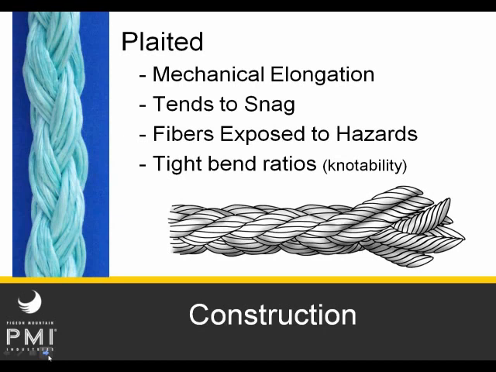Another type of rope construction that we don't see much in life safety applications is plated. Plated ropes are fairly softly braided, and because of that, they offer a certain amount of mechanical elongation as well. The soft braid additionally tends to cause the rope to snag on things that may be nearby, and also the fibers are exposed to hazards throughout the length of the rope. Another thing to know about plated rope is that when you tie a knot in it, the bend ratio is very, very tight. We're going to get into that a little bit later.